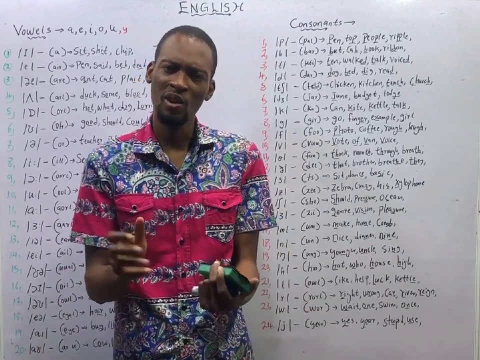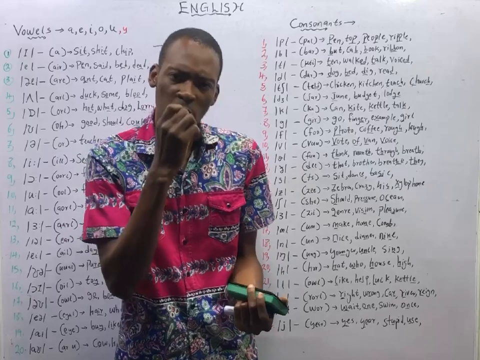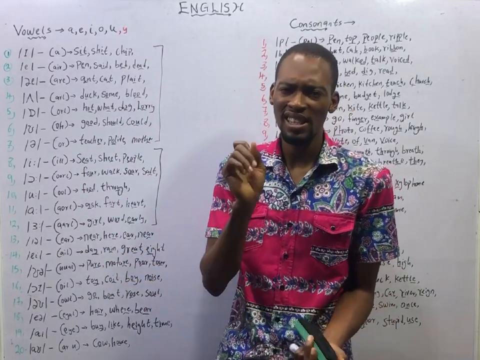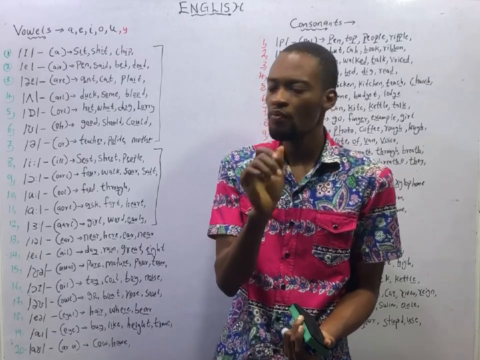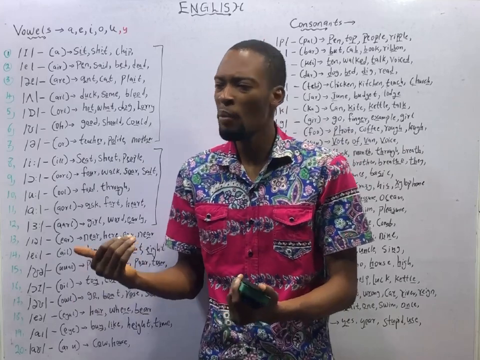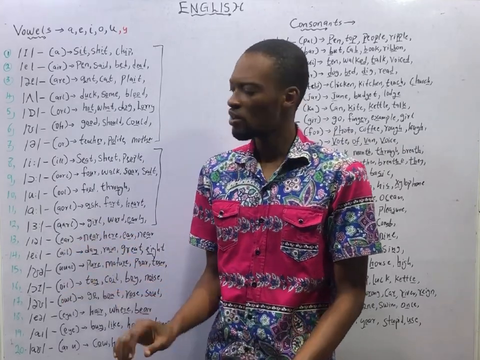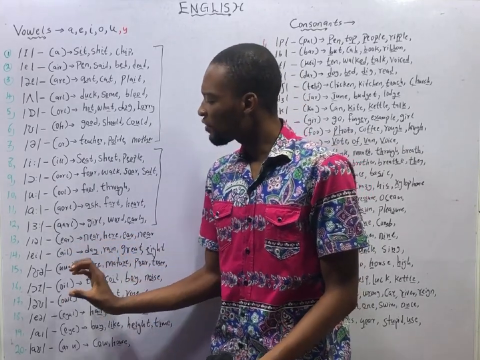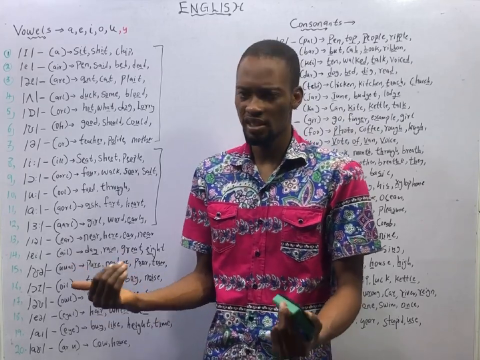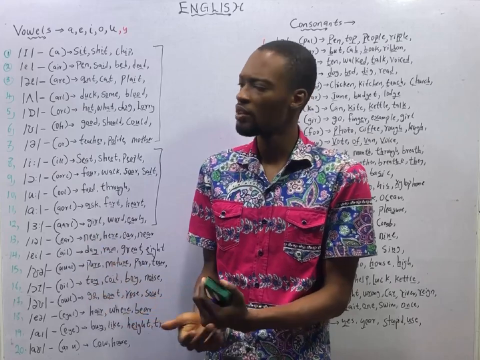Monotones are words or sounds pronounced with the tongue staying in one position, or they are words that give only one sound. While di means two or more than one sound. So diphthongs are pronounced or they give different sounds. They are a combination of sounds.